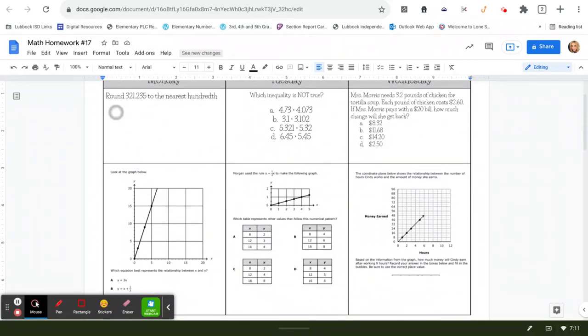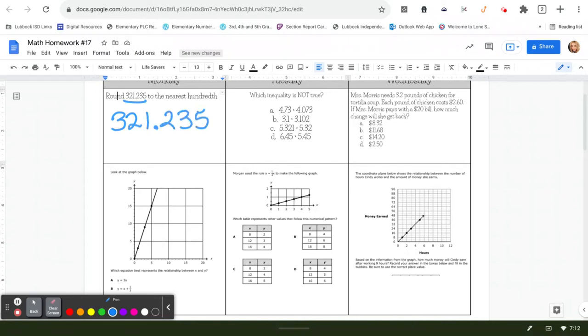All I wanted you to do was take this number, 321 and 235 thousandths, and round it to the nearest hundredth. Our 3 here is our hundredths place, so everything in front of that needs to stay the same. Then we're going to look next door. The number is 5 or greater, so we're going to come back over and add one more. Well, it is, so we're going to make this a 4. Our 5 falls away, or it can turn to 0.